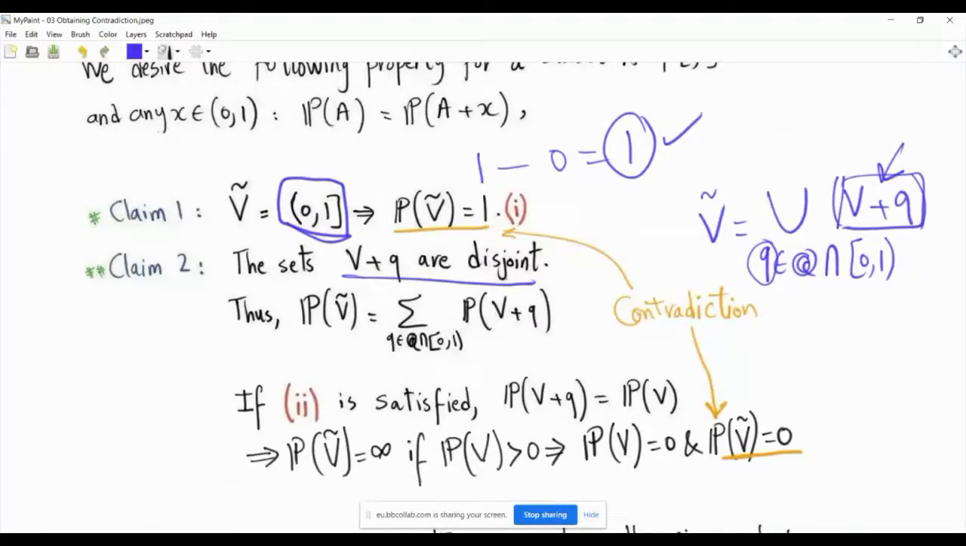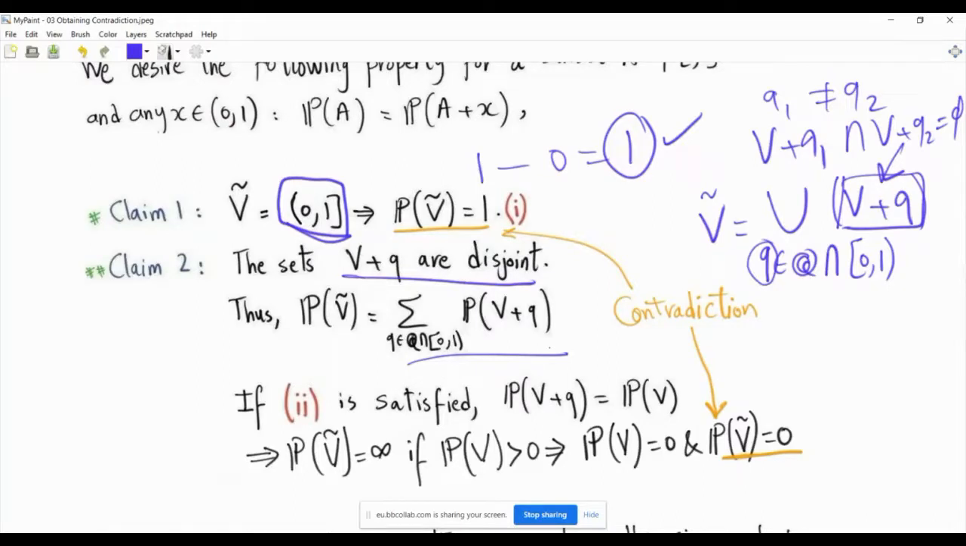So basically, if you have Q1 not equal to Q2, then the set V plus Q1 intersection V plus Q2 is actually the empty set. It is empty. Because the sets involved in the countable union are disjoint, you can apply the rule. The rule tells you that the probability of the union is the sum of probabilities.